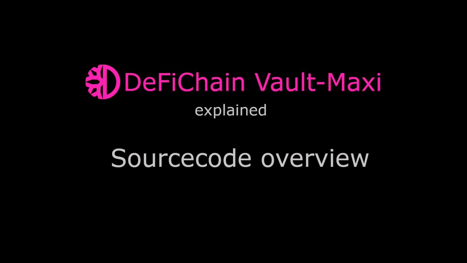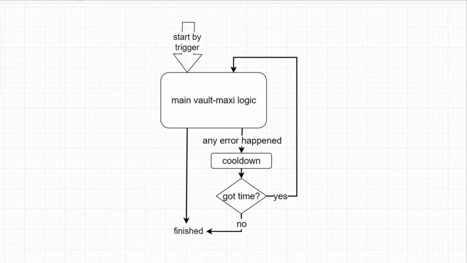We start off with a bit of graphics and overview what it does, and then we will dive into the code. So let's get right in. The code itself, or the Vault-Maxi itself, if you look at it from a high level, it's pretty basic. It's started by the trigger from AWS. The Lambda function is triggered every 15 minutes.